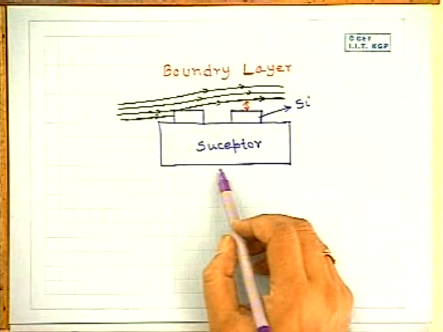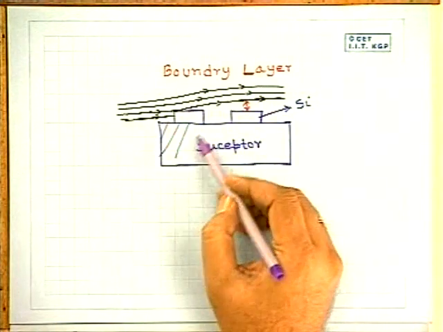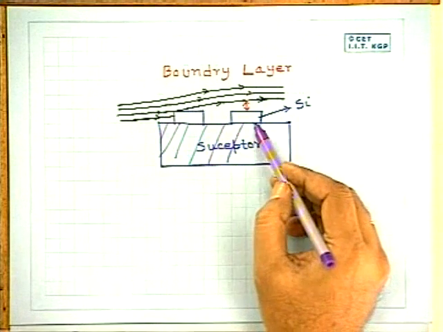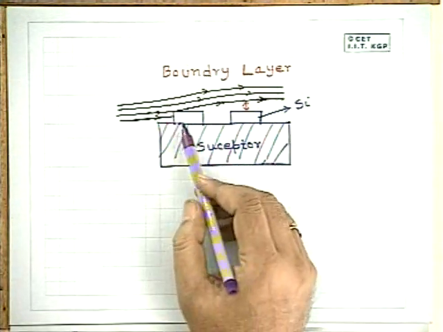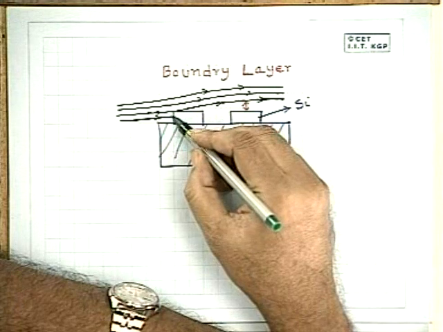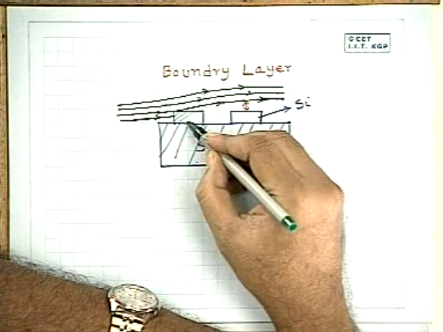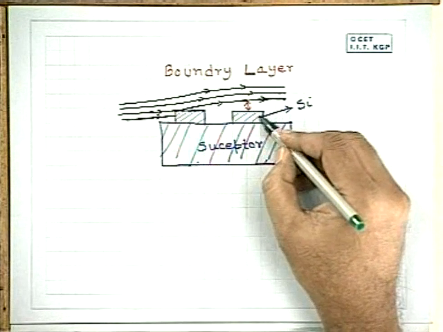So you see here, this is the susceptor, okay. On the susceptor, if I keep the substrate like this, this is your substrate, and the substrate is silicon. I have kept the silicon substrate here. So instead of a slant position, if I keep it like this, then what is the problem?